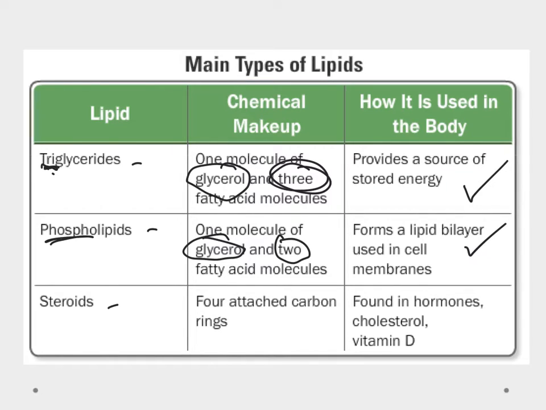And then our third main type of lipid are the steroids. And the steroids are made of 4 attached carbon rings, and this is found in our hormones, cholesterol, and in vitamin D.